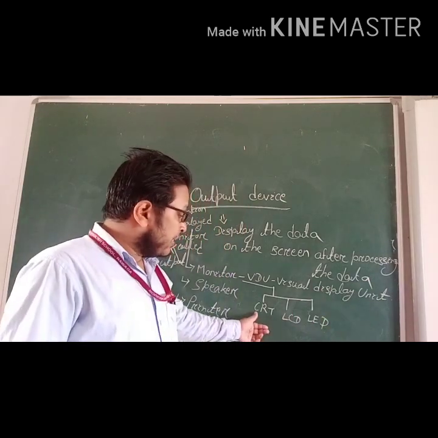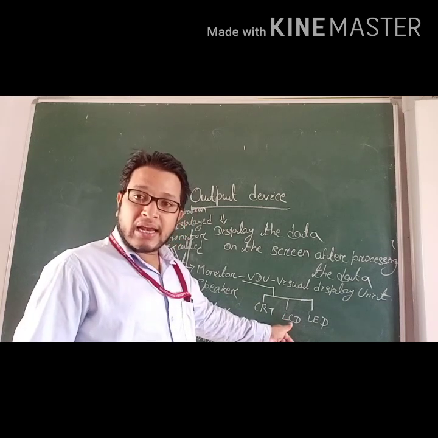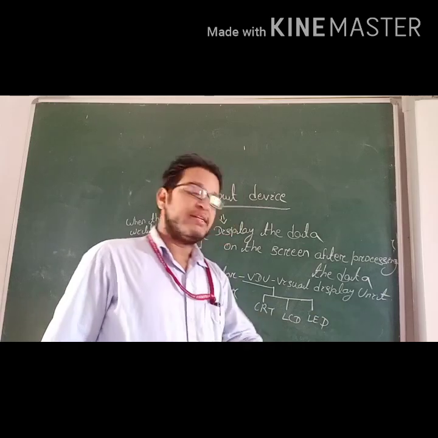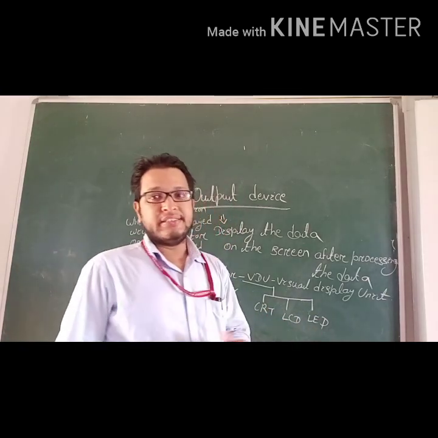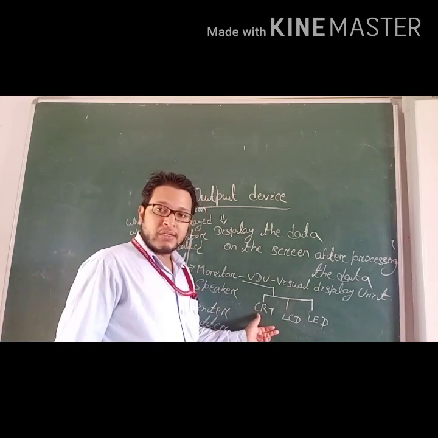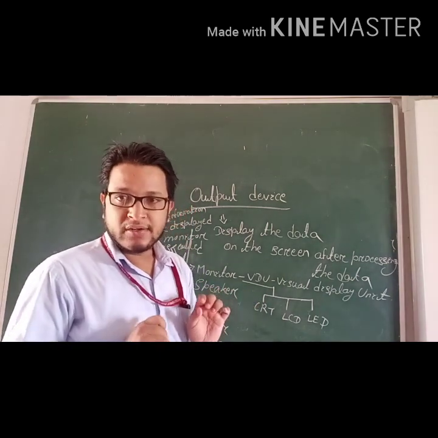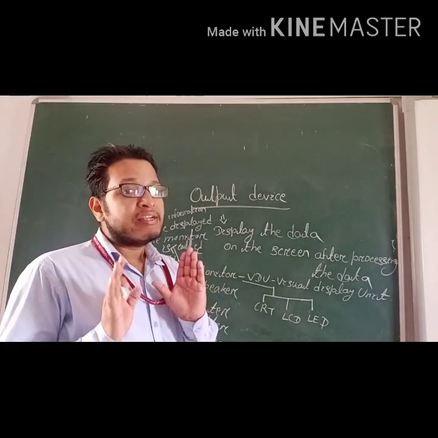Okay students, the CRT's weight is very heavy, the LCD's weight is lighter than the CRT, and the LED is also very light as compared to the CRT and LCD. Remember this one, first one. So students, this one is what? You know, this one is a structure just like a tube. That's why it is named the cathode ray tube.